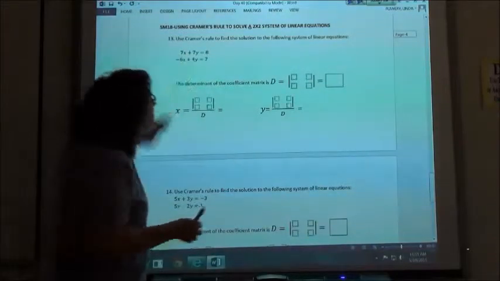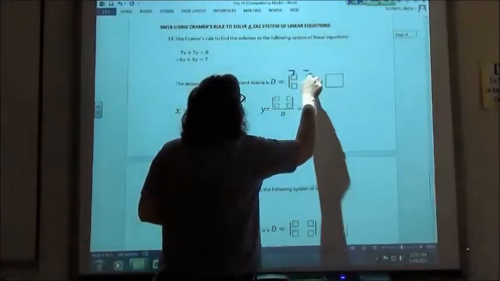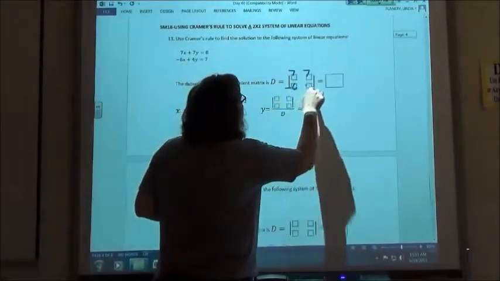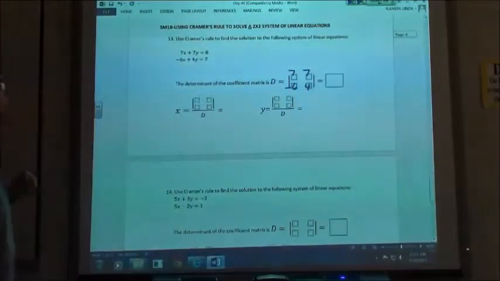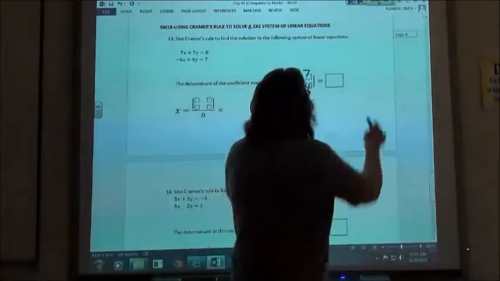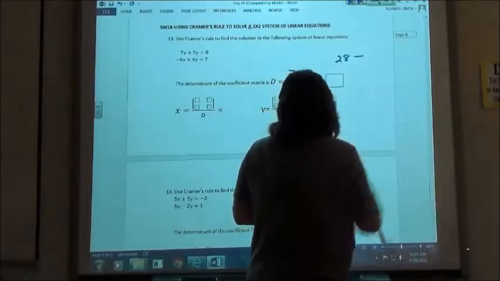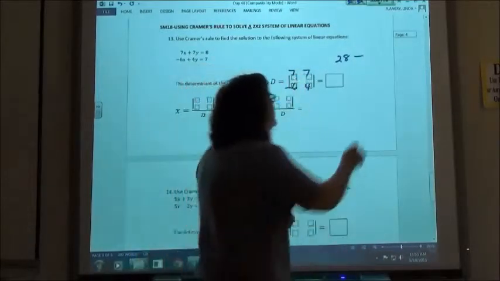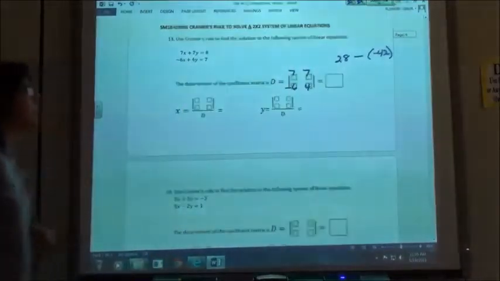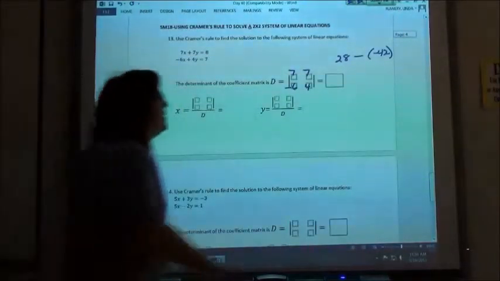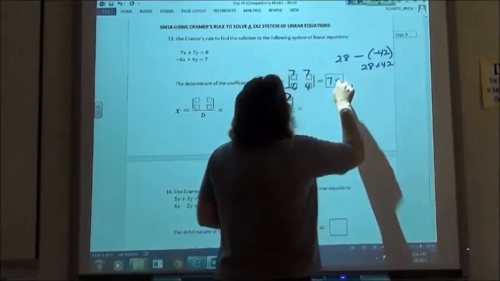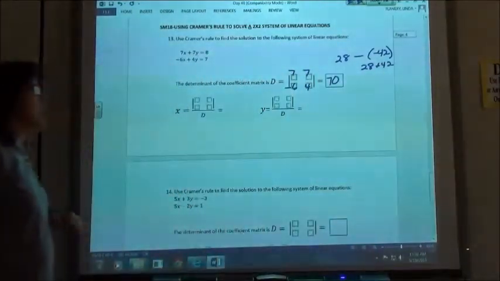So we have a 7 and a 7, and then we have a -6 and a 4. We're then going to find the value of that determinant by subtracting its cross products. So 7 times 4 is 28, minus -6 times 7, which is -42. And so when I subtract my negative, I end up adding 28 plus 42, which gives me a value of 70.